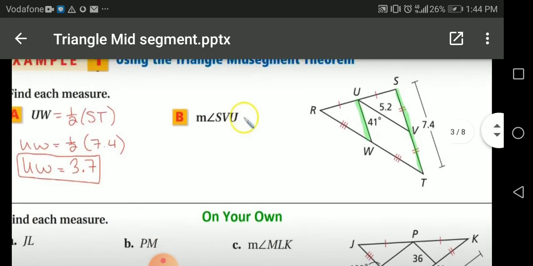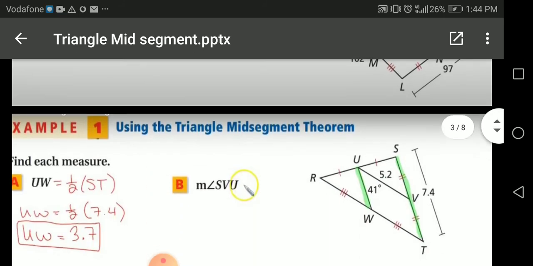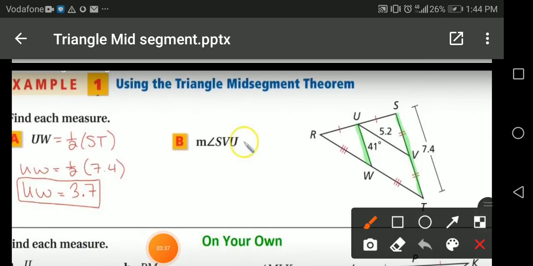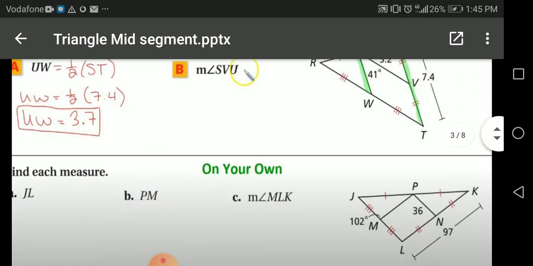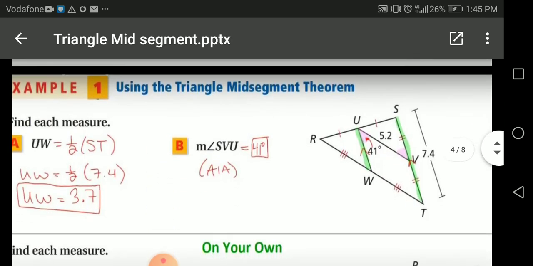What about here? If he asks me about angle SVU, let's see together how we can write the angle, guys. Because this is important to know, the U is the inside angle. He asks me about SVU. We drew before that UV is parallel to ST. When you have parallel lines, we have alternate interior angles. So I have 41 degrees here, so this will be the same, 41, alternate, right? So it will be 41. Okay, guys, now you know the alternate angles.